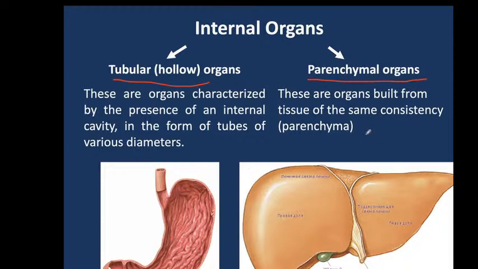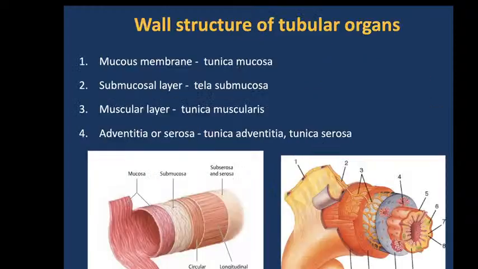Parenchymal organs are organs built from dense tissue, and it has the same consistency. It has the name parenchyma. This is a Greek term, parenchyma, and we call all of these dense organs that don't have a cavity inside parenchymal organs.